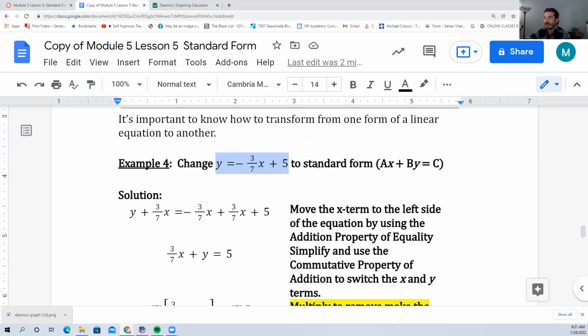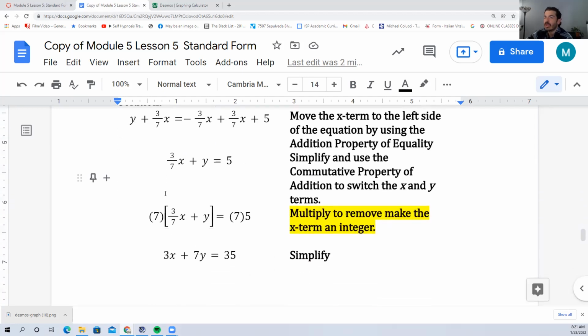A, B, C, these guys here, just need to be real numbers. The technical definition of the standard form says nothing about them having to be integers or whole numbers. But it is best to express them as whole numbers. It just makes your life easier. So they're going to multiply both sides by the lowest common denominator, which is 7. And by doing so, it simplifies to 3x plus 7y equals 35.